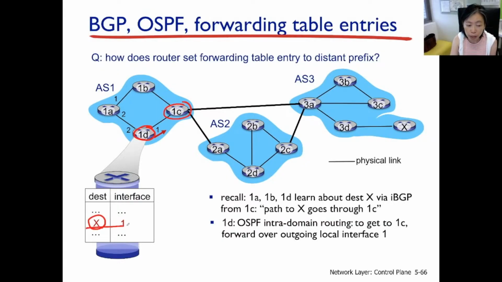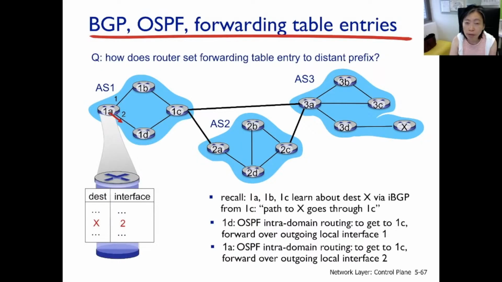To add an entry into the forwarding table for X, 1D needs to know exactly which interface, 1 or 2, leads to 1C. How would 1D know that? It calls the intra-AS routing. Let's say it's OSPF. OSPF will tell us, if the destination is 1C, which link is along the shortest path to 1C. That happens to be 1, so we fill this entry, the interface column being 1.